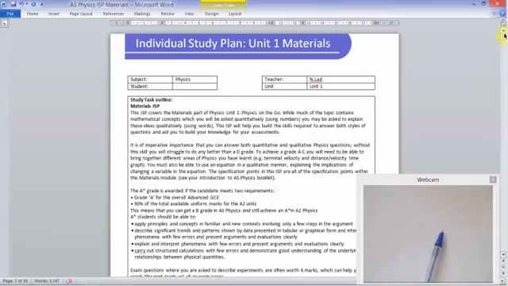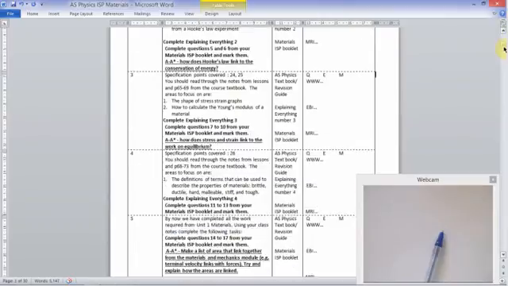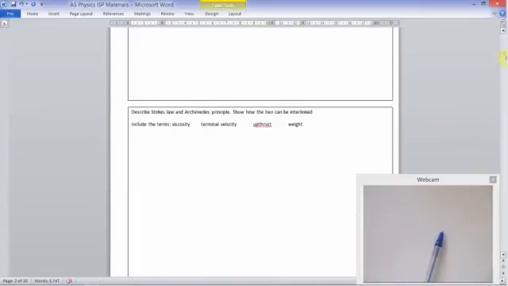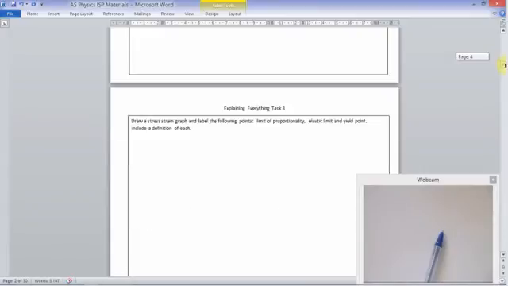Welcome to this video, which is going through task 3 of unit 1 of materials. So let's have a look at what this video is going to be about. We're talking about the shape of stress strain graphs and how to calculate the Young's modulus of a material. So let's get straight stuck into the task of explaining everything.